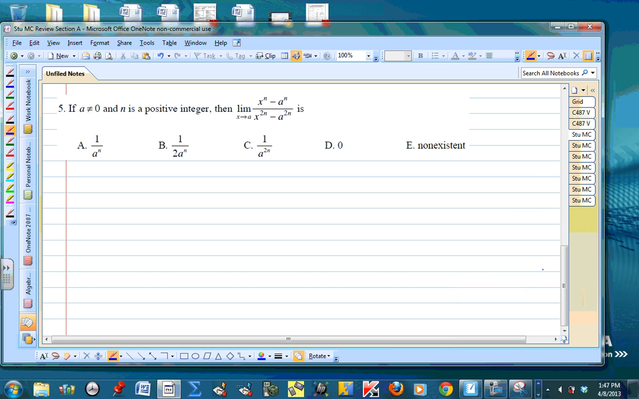Well, here's problem number 5. Buckle up, guys, because this one's going to get a little bit bumpy. We're asked to find a limit. They tell us that a is a number and is not equal to 0. n is any positive integer. We're supposed to find this limit.